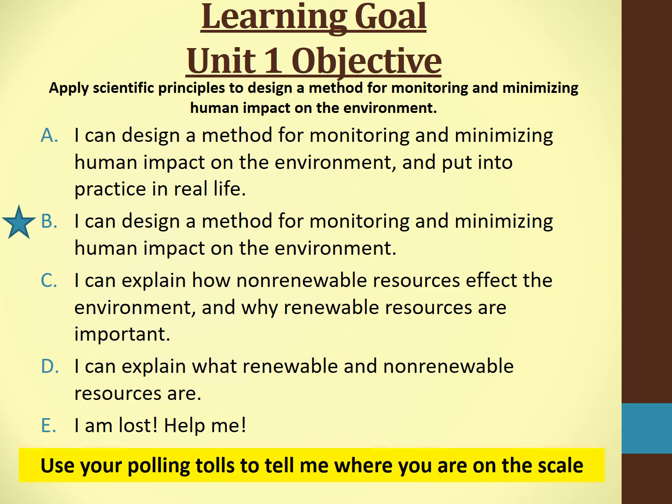Here's our scale that we have been working on this whole unit. Remember, our objective is to be able to apply scientific principles to design a method for monitoring and minimizing human impact on the environment. Our goal is to get to at least a B on the scale by the end of the unit. So go ahead and take your science notebook and jot down where you think you are today on this scale. What do you feel like you could do on your own and that you fully understand?